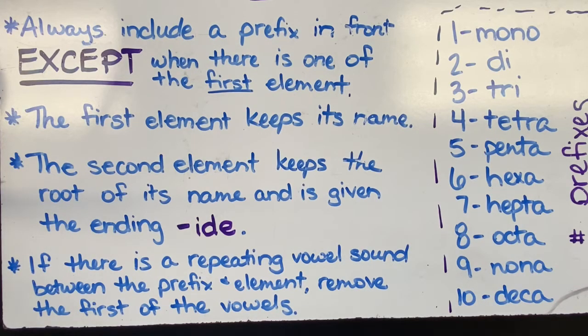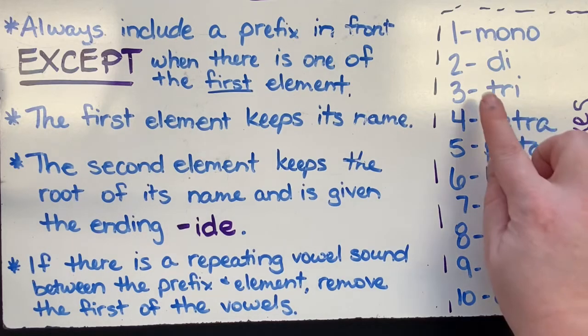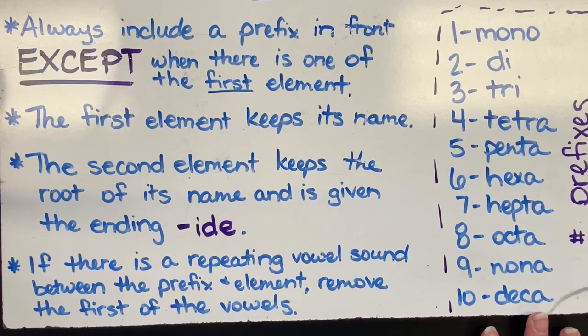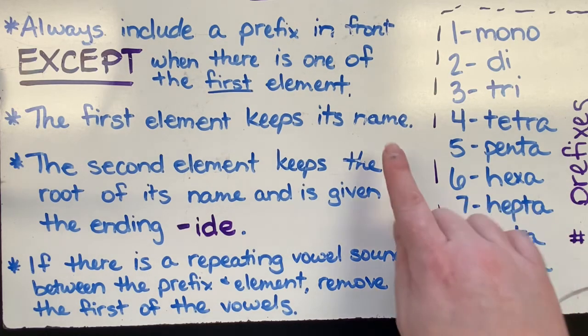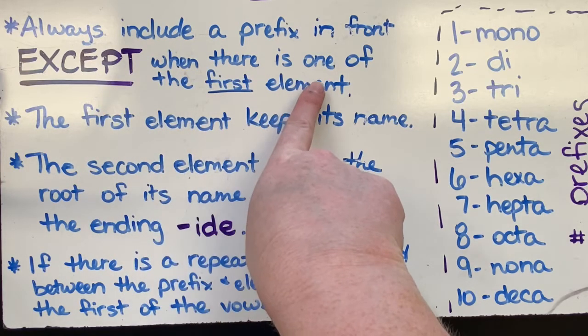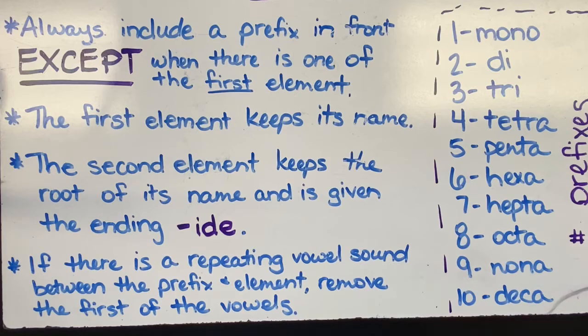In a covalent molecule, you will always include a number prefix with each element except if there is only one of the first element. So our number prefixes are over here on the side. So for example, we have 1 is mono, 2 is di, 3 is tri, and so on the whole list. The first element is going to keep its name. So if it was sulfur, it will keep the name sulfur. You will just make sure that you include a number prefix with it, except if there's only one of that atom in our molecule, then you will not include a prefix.